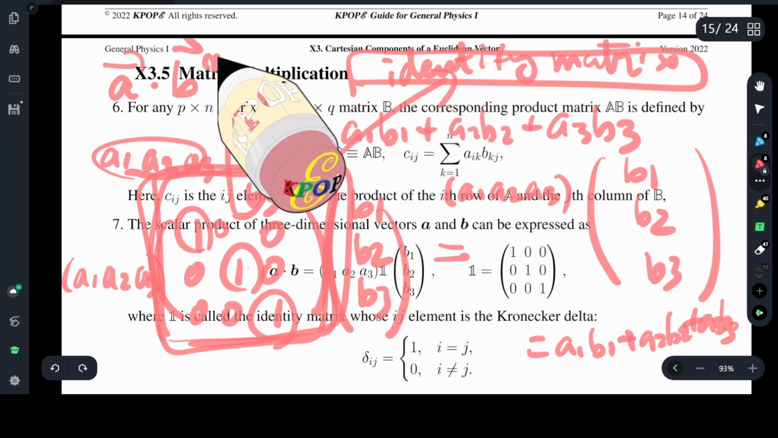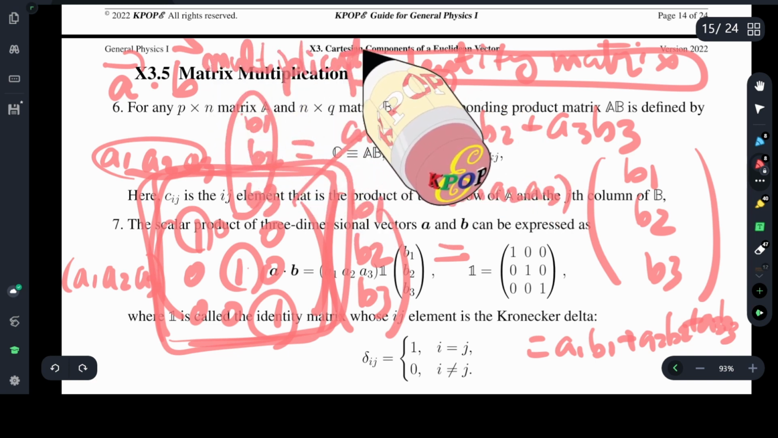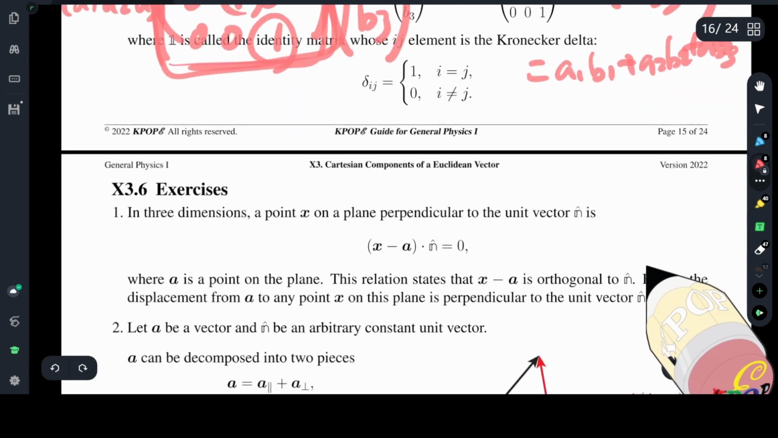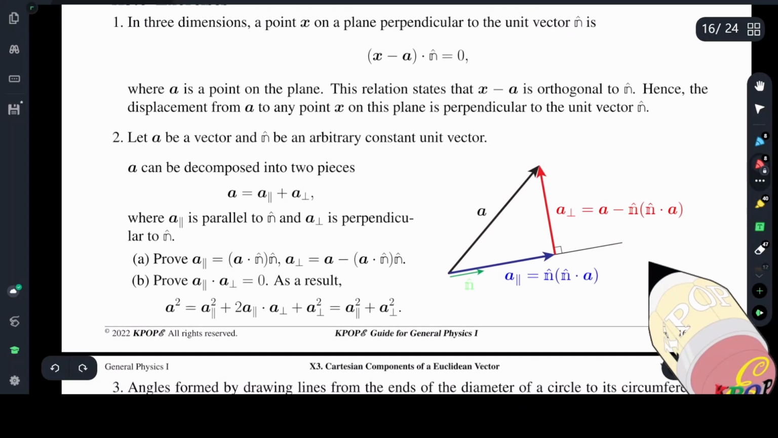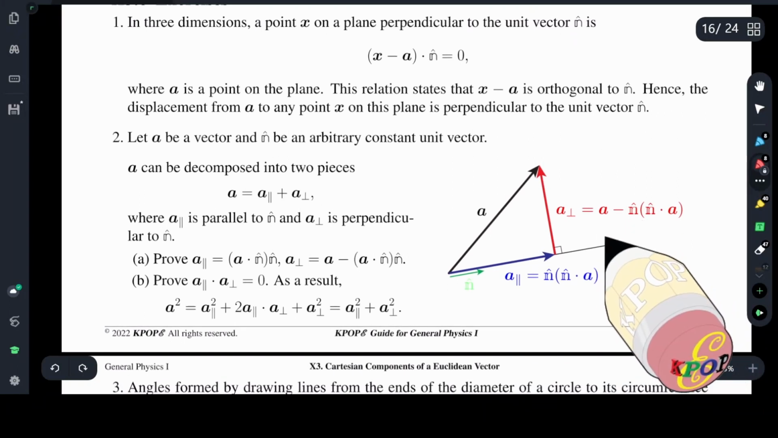So there is a multiplicative identity. You can do an exercise with what you have learned.